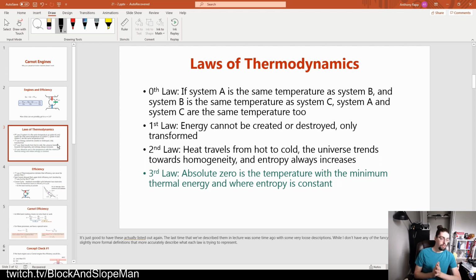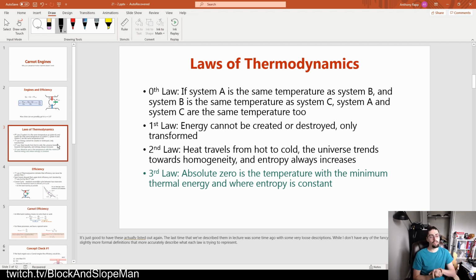The second law, that was new for this course. This is really the definition of entropy. Heat flows from hot to cold naturally, right? The universe tries to become more homogeneous as time goes on, and entropy always increases. Those are just kind of parts of thermodynamics. You might see local circumstances where that goes against the grain, but as a whole, entropy always increases.